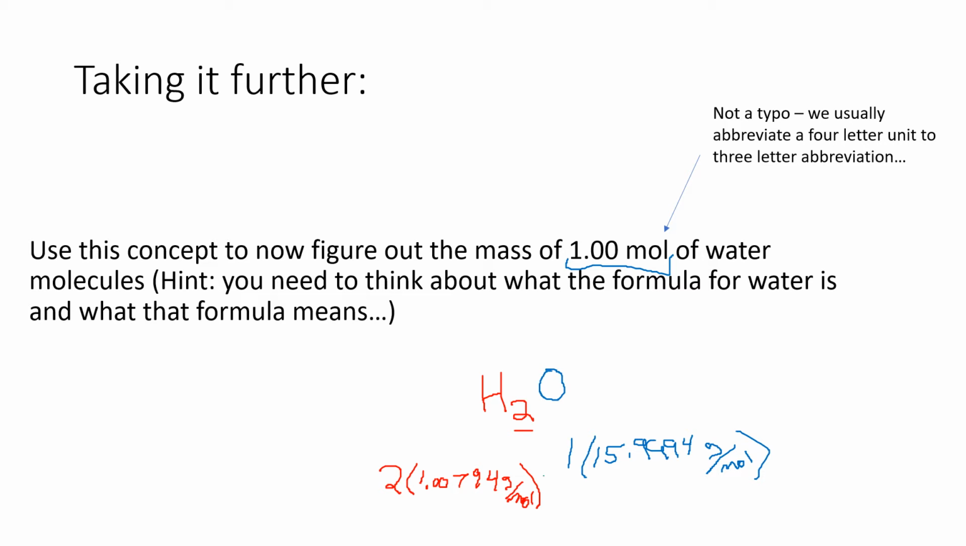I'm going to add those together. I'm going to grab my calculator out. You should do the same. You should calculate with me on all of these. 15.9994 plus 2 times 1.00794. And I get 18.01. Let's see, I can only go to the 4th decimal place. Addition. Remember your addition rules on your sig figs. So 18.015 grams per mole.